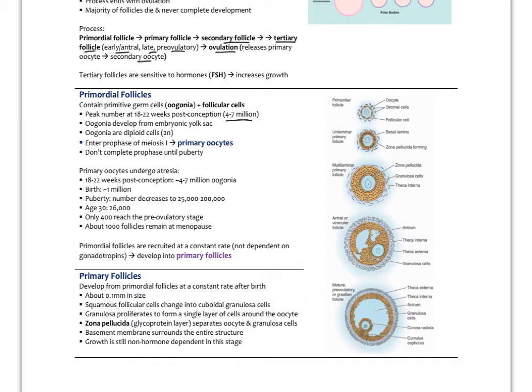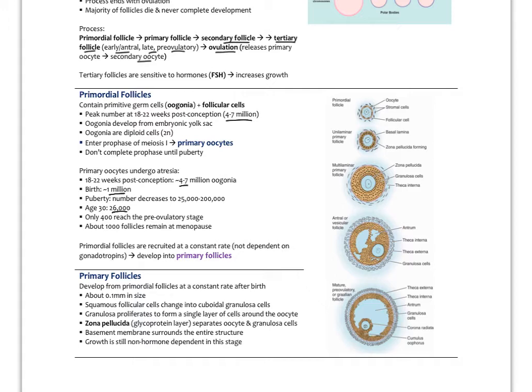Primary oocytes undergo atresia. So again, at 18 to 22 weeks post-conception, we have the highest number. At birth, it's down to 1 million. At puberty, that number decreases to 25,000 to up to 200,000. By age 30, that number is down to around 26,000. And only 400 over the course of a woman's lifetime will actually reach the pre-ovulatory stage.